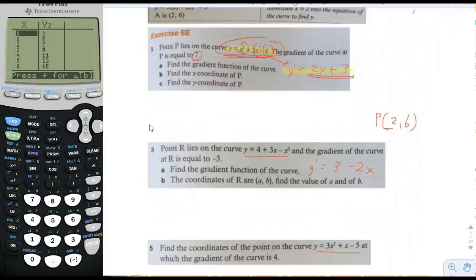Point P lies on the curve y equals x squared plus 3x minus 4. The gradient of the curve at P is equal to 7. Find the gradient function of the curve. Find the x and y coordinates of P.